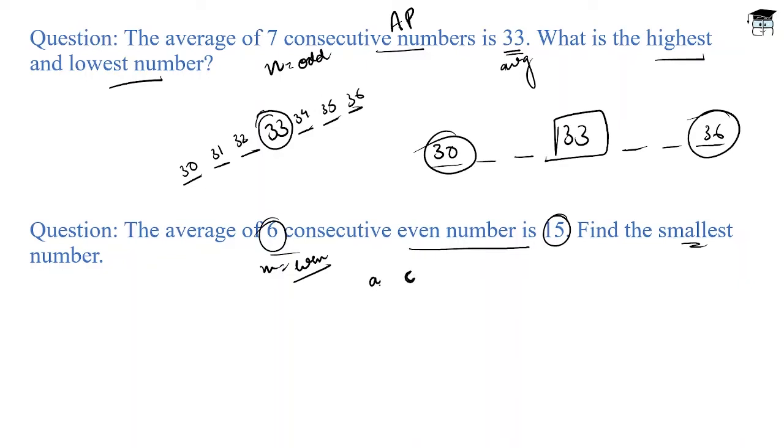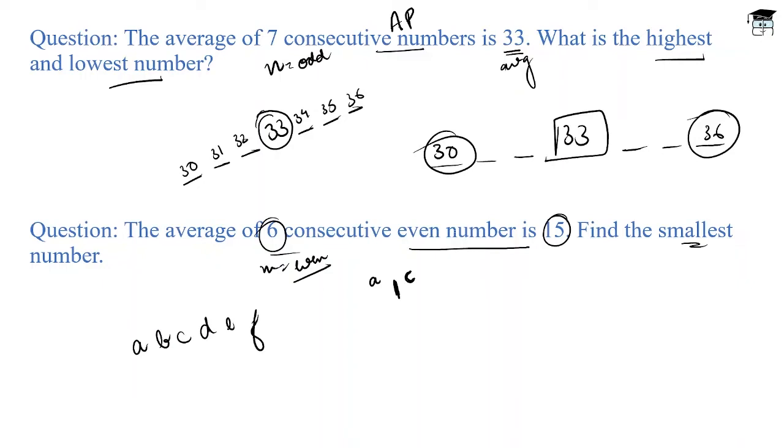A and C. Alright. And the average. Here n is 6, right? So let's say A, B, C, D, E, F are 6 consecutive even numbers. Alright.